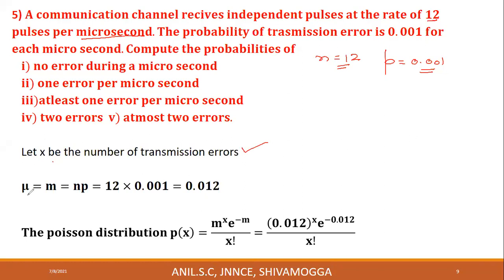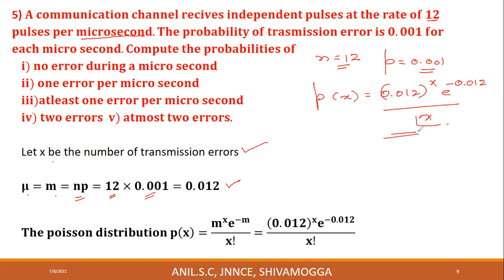And we know that mu is equal to m is equal to n into p. We have both n and p, substitute. N is equal to 12 and p is equal to 0.001, and its product is 0.012. 12 into 0.001 is 0.012. This is m. Now we can easily construct the probability function P of x. Probability function is equal to m power x, that is 0.012 whole power x, into e power minus 0.012, whole divided by x factorial. This will be the probability function.